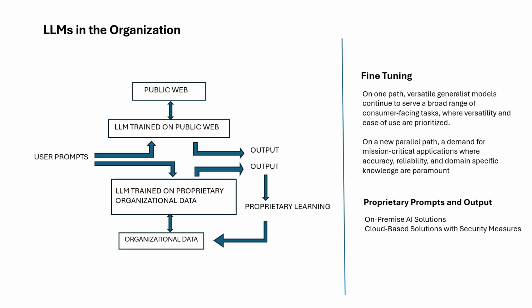And the other concern with LLMs in the organization at this high level is keeping the data, the prompt and the output proprietary. And you can do that by having all the processing done on on-premise AI platforms, or you can do it with cloud-based solutions with security measures, and you can do a little research there and see that Microsoft's Copilot and Google's Gemini and Vertex have those capabilities.